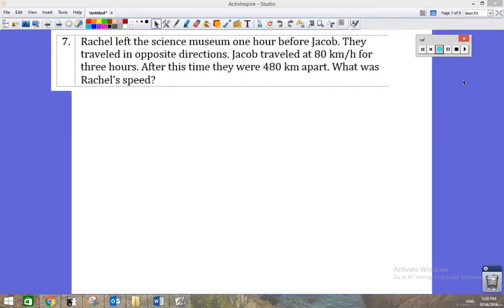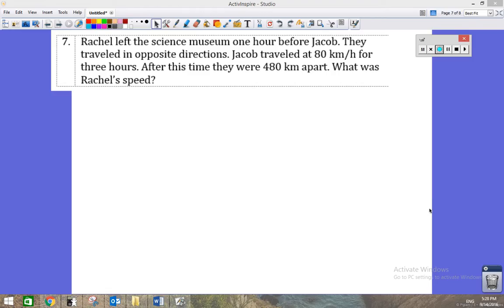So let's take a look at the last problem. We have a uniform motion problem. Let's see, Rachel left the Science Museum 1 hour before Jacob. They traveled in opposite directions. Jacob traveled at 80 kilometers per hour for 3 hours. After this time, they were 480 kilometers apart.